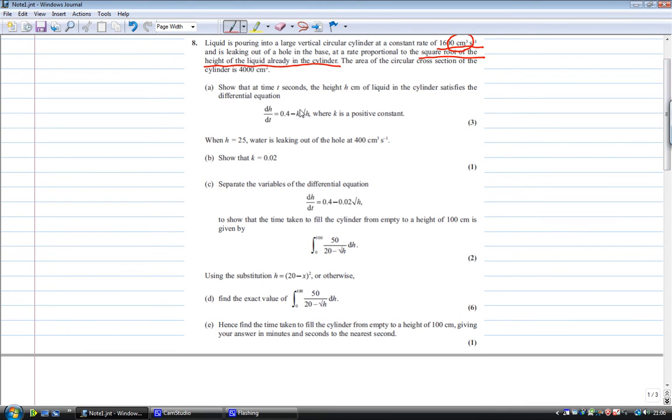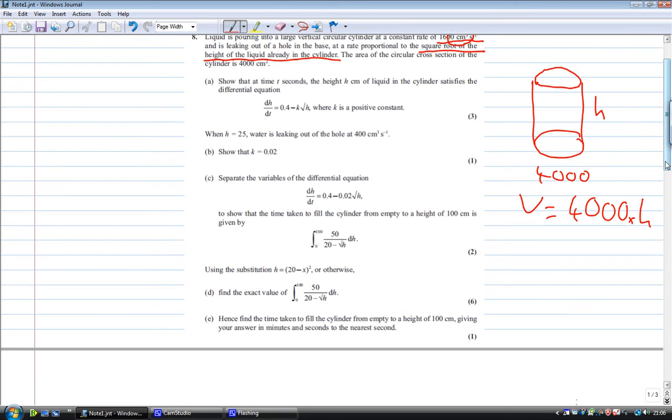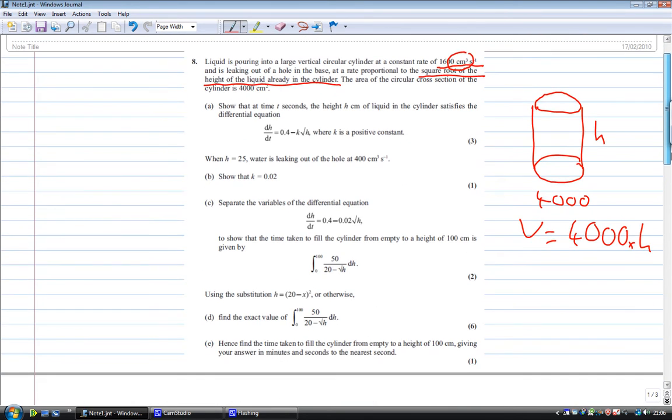I've also been given this bit here, 4,000, which is the area at the bottom of the cylinder, and the height, h, which we're going to use quite a bit later on. And obviously we've got V equal to 4,000 times h. It's just a basic equation there.